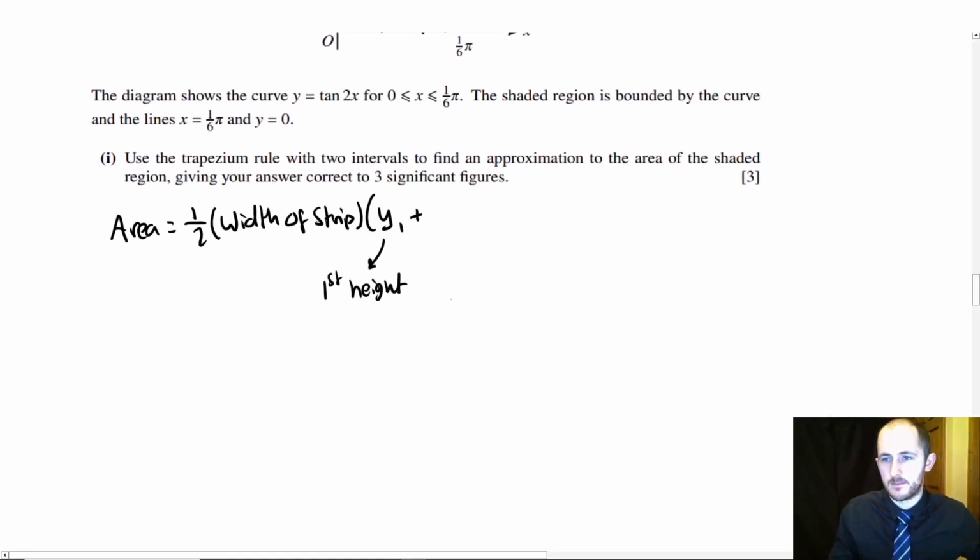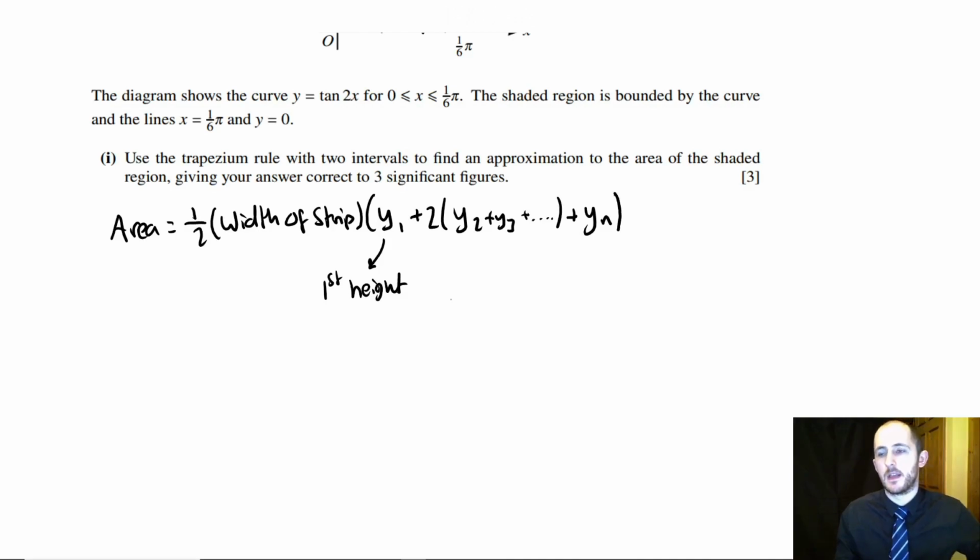Plus 2 times all of the middle heights, okay? Plus the last height, and that's it. So this here is the last height. And this here is every single height in the middle.